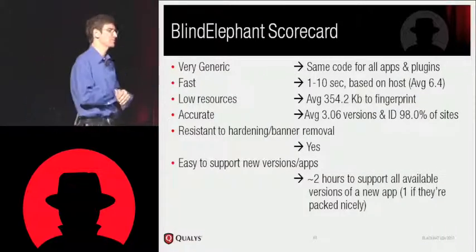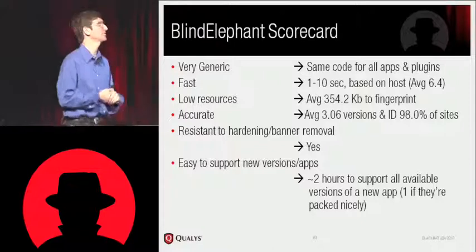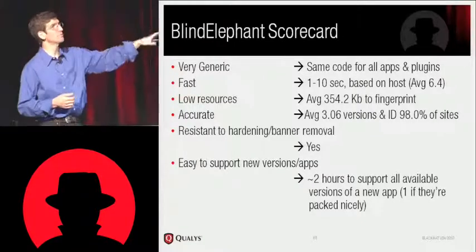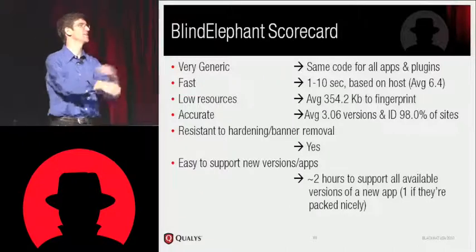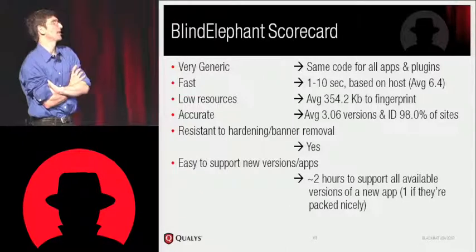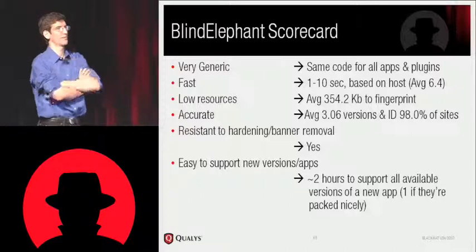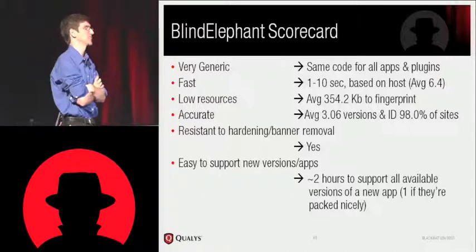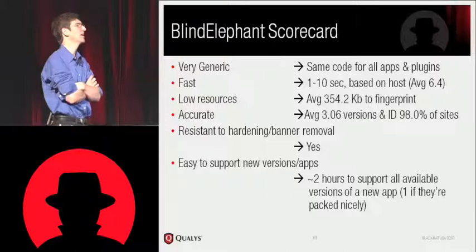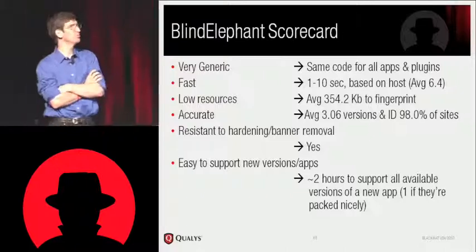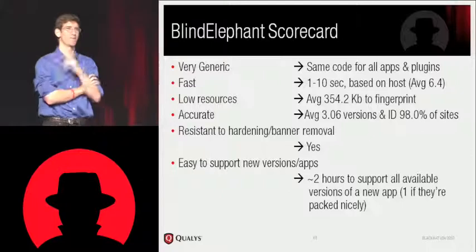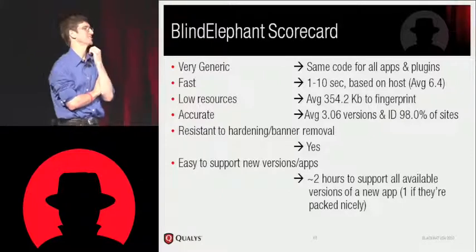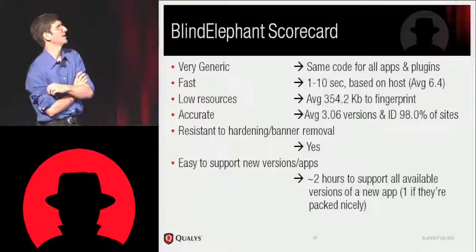So how'd we do? We were talking about things that we want in a web application scanner. It's very generic. We use the same code for all apps and plugins. It's very fast. It gets you done in under 10 seconds, hopefully. Low resources, that's the average of what we pull down from the remote site. It can be a little bit less or a little bit more. Accurate, 2, 3 versions. Pick up an ID on 98% of sites. I'll figure out what's up with that other site, and we'll get it for sure.